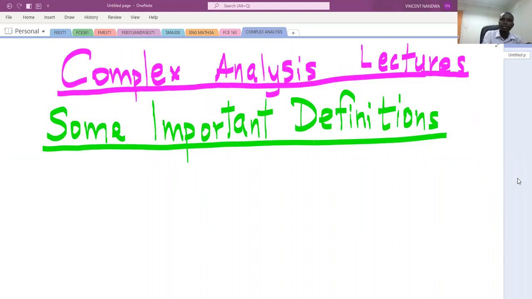So welcome to this session. This session will introduce some key definitions related to what you are going to study on calculus of residues. So the first term of interest is to define what we call simply connected region.